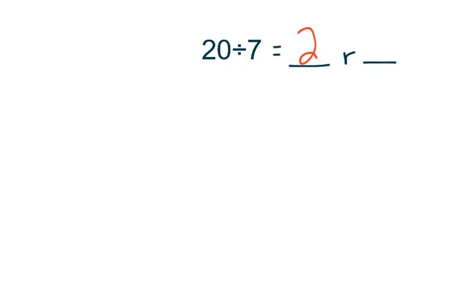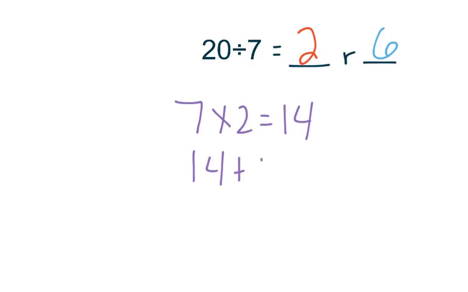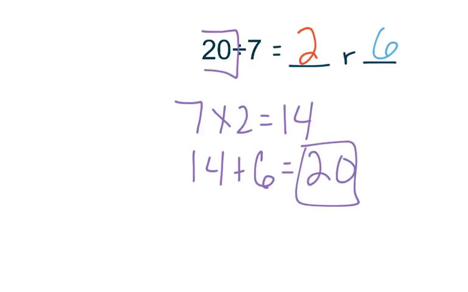7 times 2 is 14. 14 plus what gives me 20? 6 more. I'm going to check with multiplication. So 7 times 2 gives me 14. 14 plus 6 gives me 20, which is my dividend.